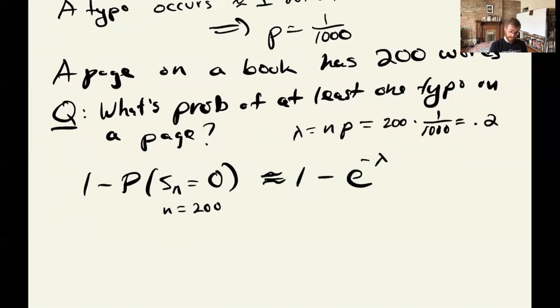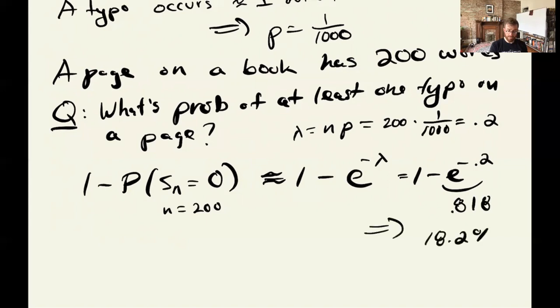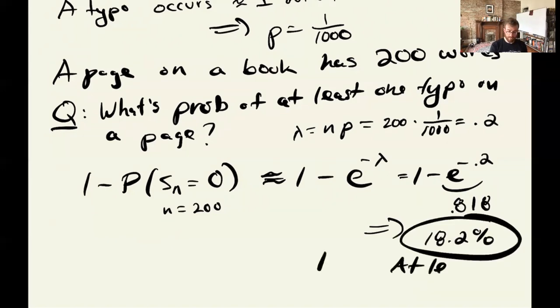So this is the same thing as 1 minus e to the minus 0.2, which if I plug this in a calculator, gives me something like 0.182, which tells me that there's roughly an 18.2% probability that there is at least one typo. Probability of at least one typo.